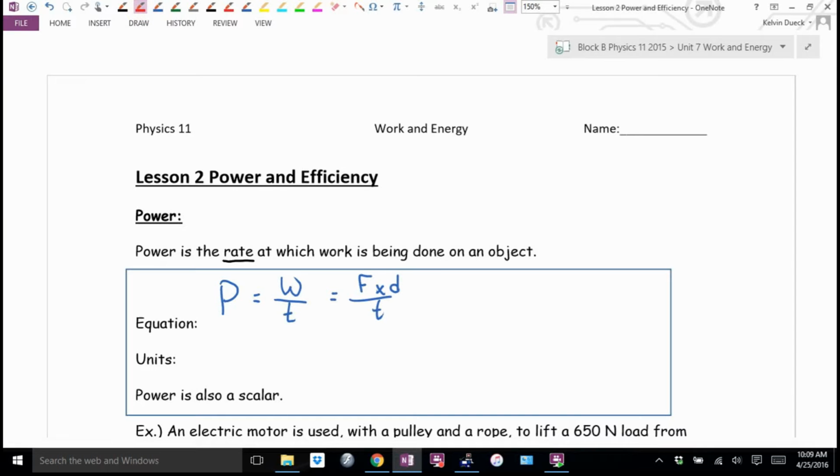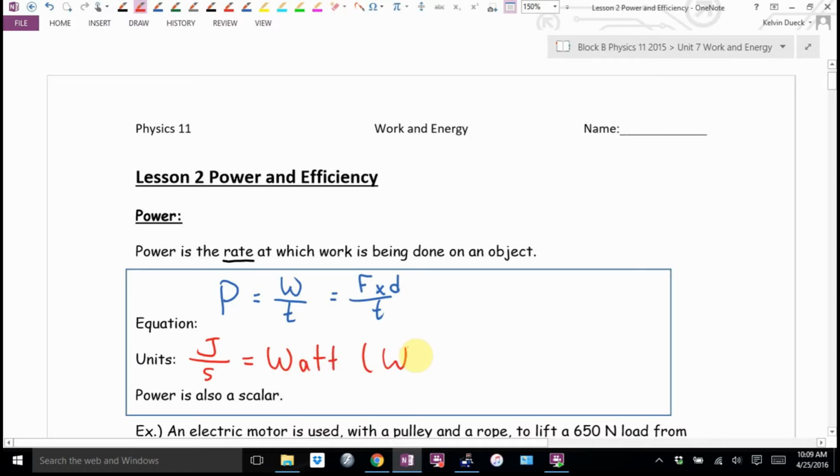Units. Well, what do I measure work in? What are the units for work? Joules? Per. What are the units for time? No. What are the units for time? So technically power is a joule per second, but it's so important we've given it a name. Power is measured in what? Yes, it is.